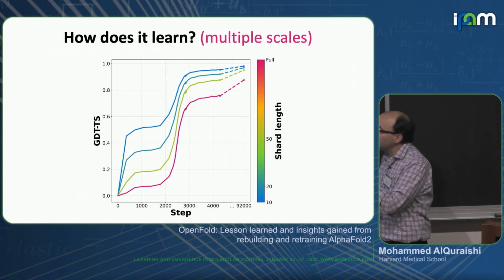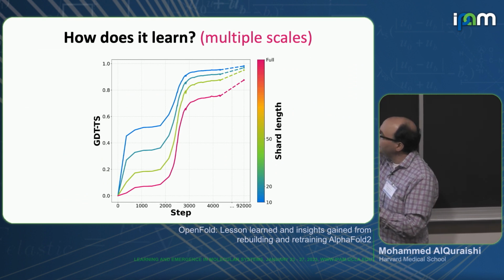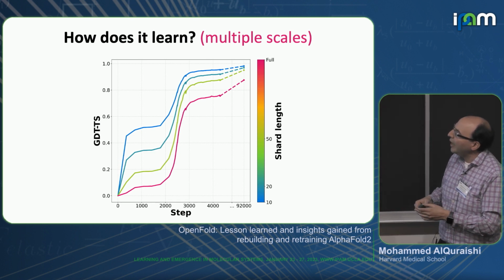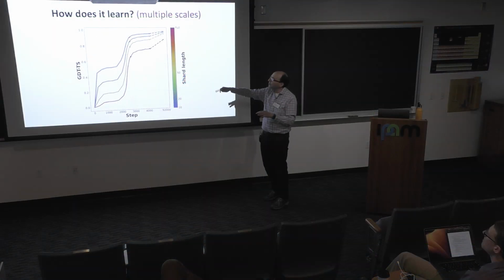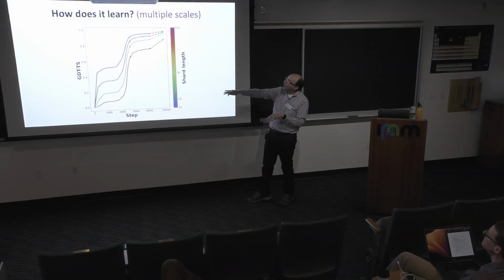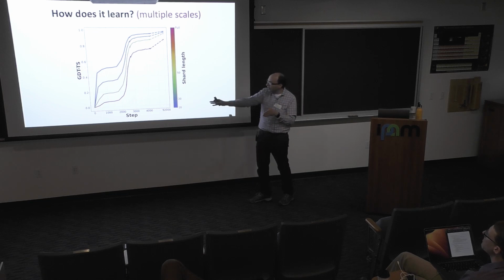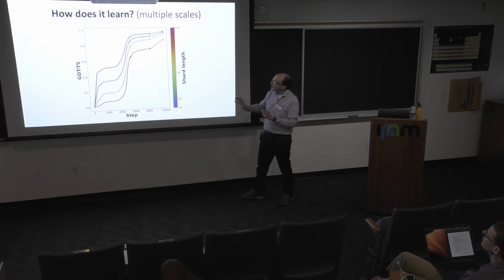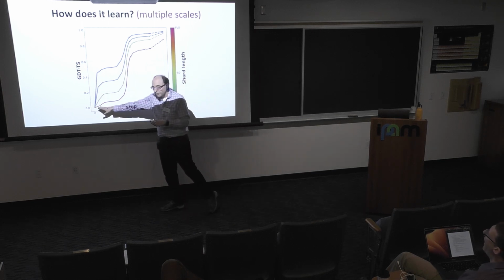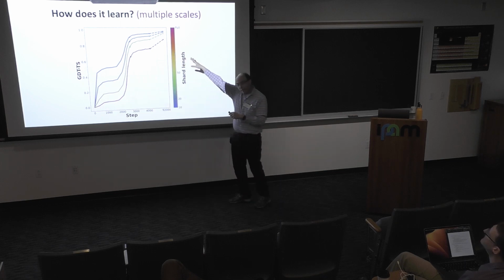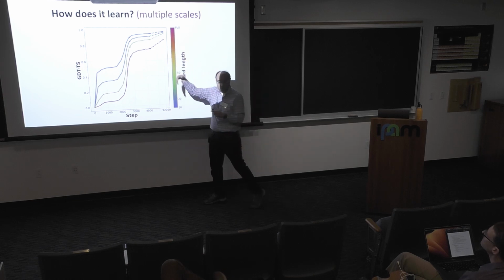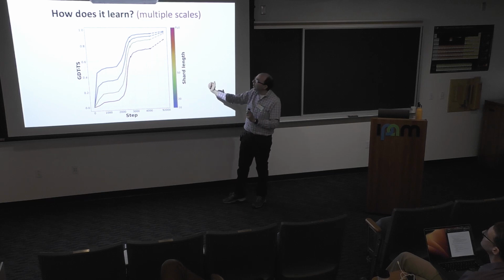Another aspect of this is that it does seem to learn in a multi-scale way. So what we did here is we took proteins and we sharded them, cut them into small pieces. And then we asked, what is the GDTS? That's a measure of accuracy. One is good, zero is bad. What is the GDTS of these various fragments as a function of training time, right? And so this is a bit subtle, right? You start out essentially all being poor, that's not surprising, and they all end up doing about as well, which is interesting, because it's somewhat length independent, which is surprising, because the pink is very long. These are on average 300, 400 residue proteins.